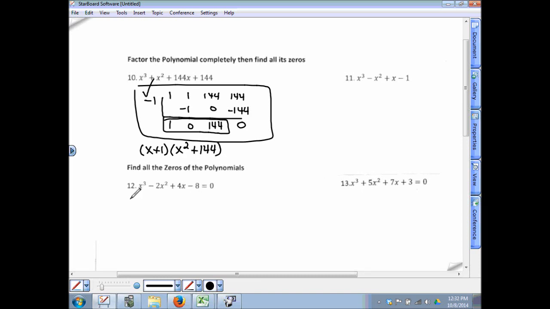So we just factored this without having to factor by grouping. We factored using synthetic division. It gave us the same result. You've got to decide which is going to be easier for you. This method of synthetic division will work every time. Factor by grouping only works some of the time.